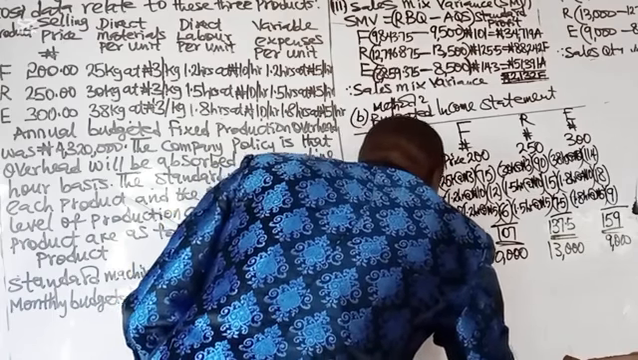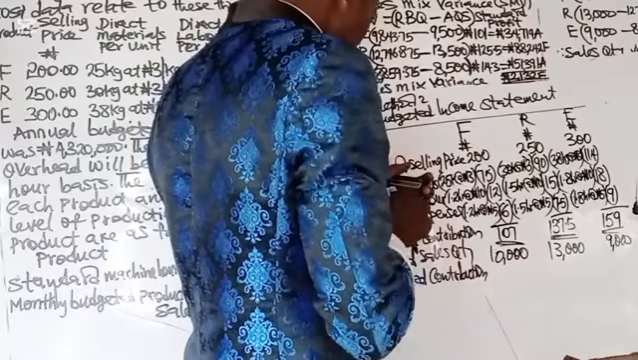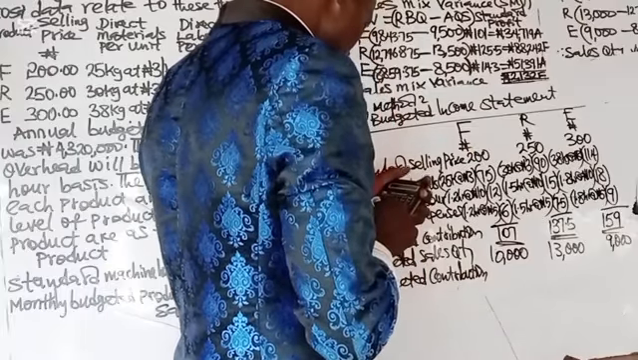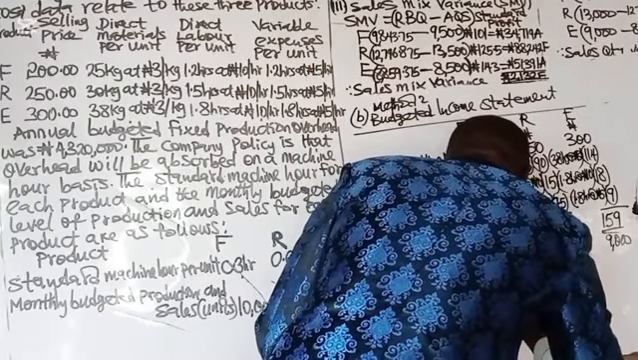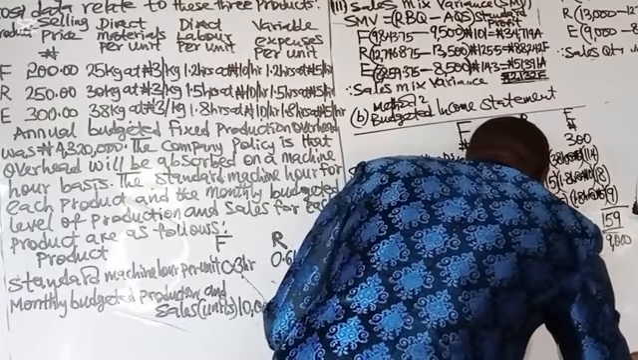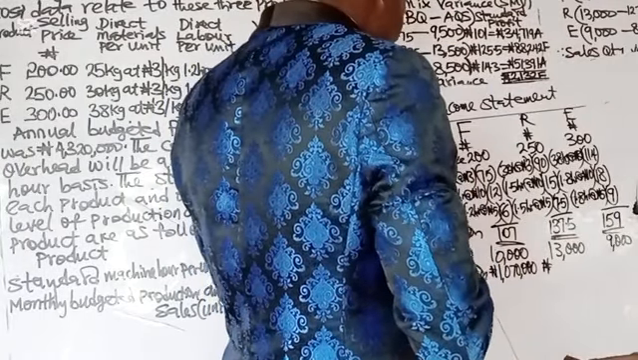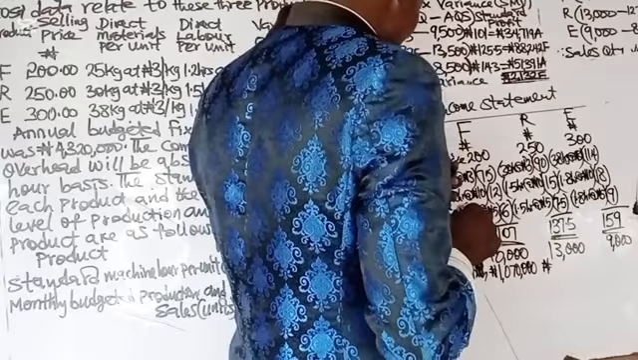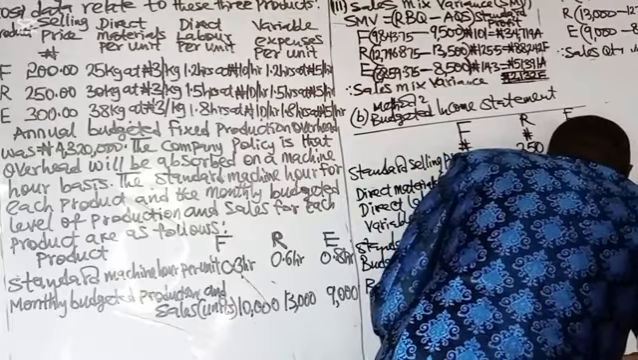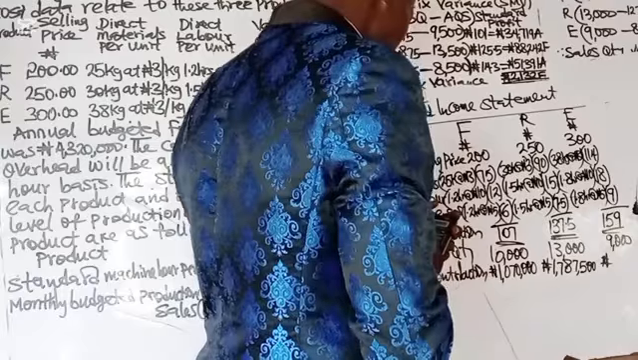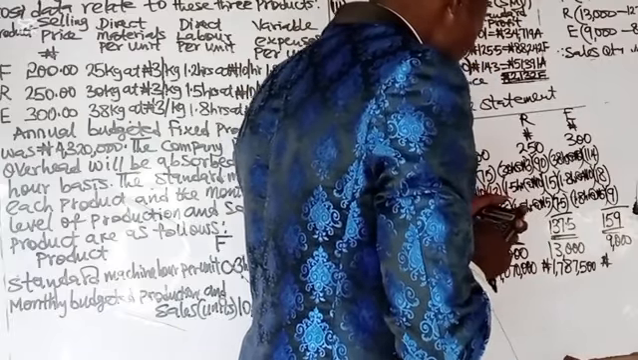Budgeted contribution. 107 times 10,000 gives us 1,070,000. 13,000 times 137.5 is 1,787,500. For E, 159 times 9,000 gives us 1,431,000.